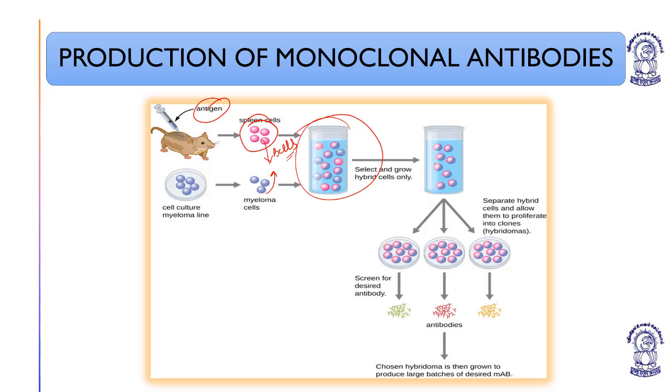Now these cells are moved to a medium. Only the cells which are fused will grow. The cells which are not fused will not grow. Only the hybridoma cells will grow. After the growth of these hybridoma cells, they are further screened to produce antibodies. If they are producing the desired antibodies, then they are screened in different steps and used for commercialization. Understood?